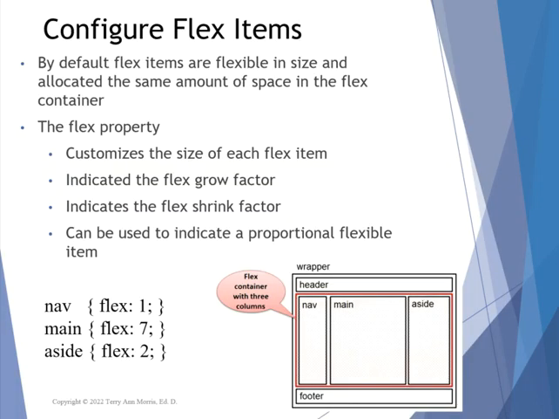Configure flex items. A flex container expands items to fill available free space or shrinks them to prevent overflow. Most importantly, the flex box layout is direction agnostic as opposed to the regular layouts. The default flex items are flexible in size and allocated the same amount of space in the flex container. The flex property customizes the size of each flex item. It indicates the flex grow factor as well as the flex shrink factor. It can be used to indicate a proportional flexible item.